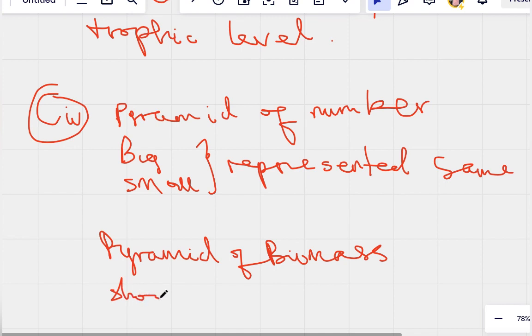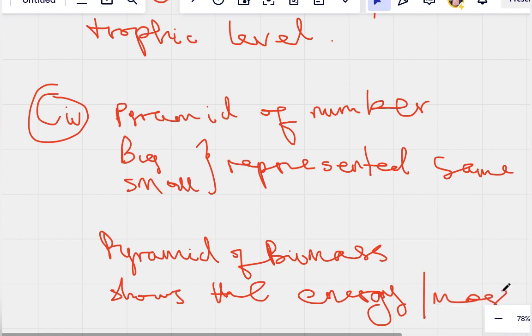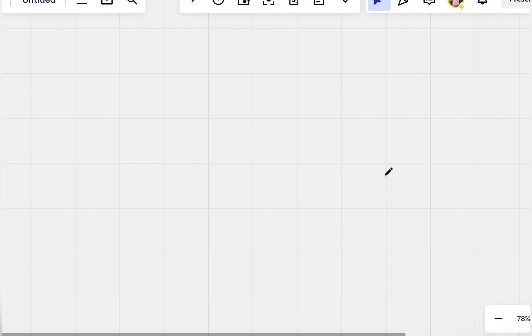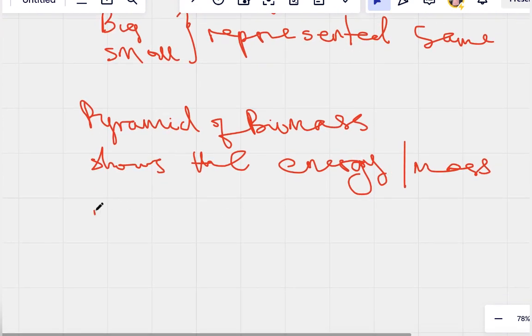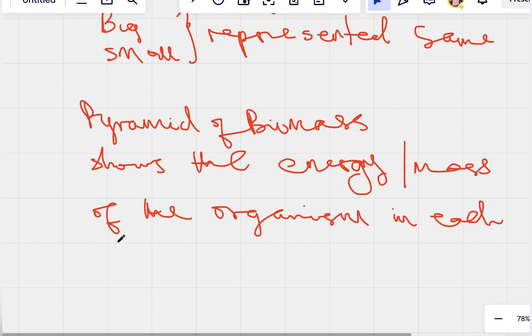The pyramid of biomass shows the energy or mass of the organisms in each trophic level.